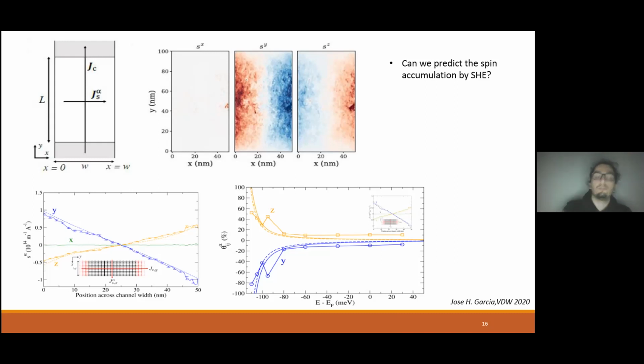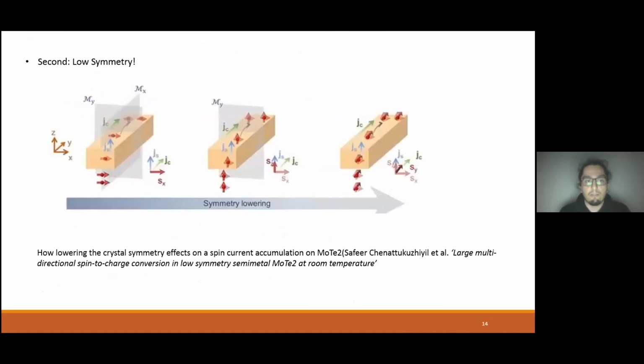And the data is supported by the analytic calculations, which you can see here at the downside right. The amount of spin accumulation coming from the y direction starts from 1 and drops to -1. And the amount of spin accumulation from the z direction starts from -0.5 and goes up to 0.5. And in the x direction, there is no spin accumulation. This is the reason we have mentioned here.